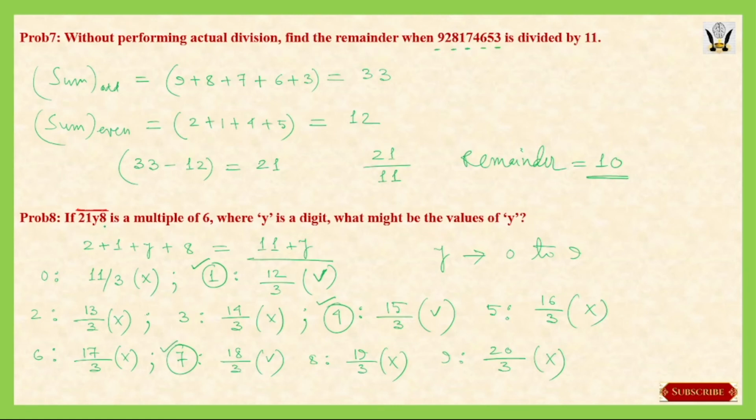As we can see here, at the units place the digit is 8. That means it is an even digit, so the whole number is also even. Since this is an even number, whatever the value of y is, the whole number will always be even, and that will be divisible by 2. Only for these three values of y, which are 1, 4 and 7, the number will be divisible by 6.